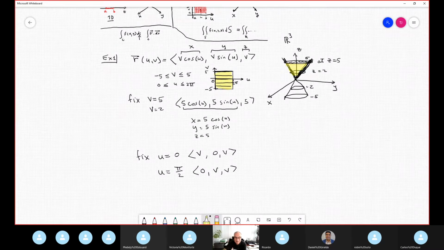And how you represent this surface using a vector value function. This vector value function is different from the vector value function that we studied before because we have two variables, U and V. This is totally conventional. U, V.